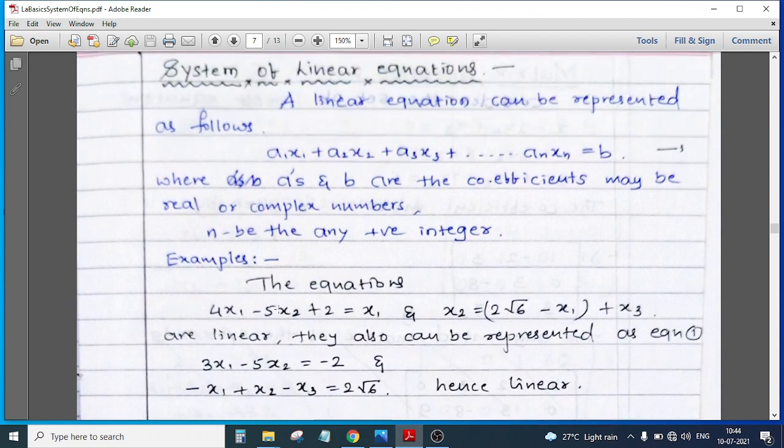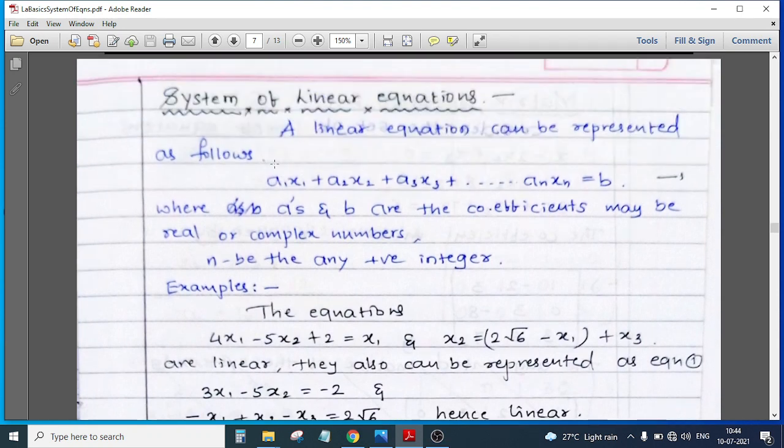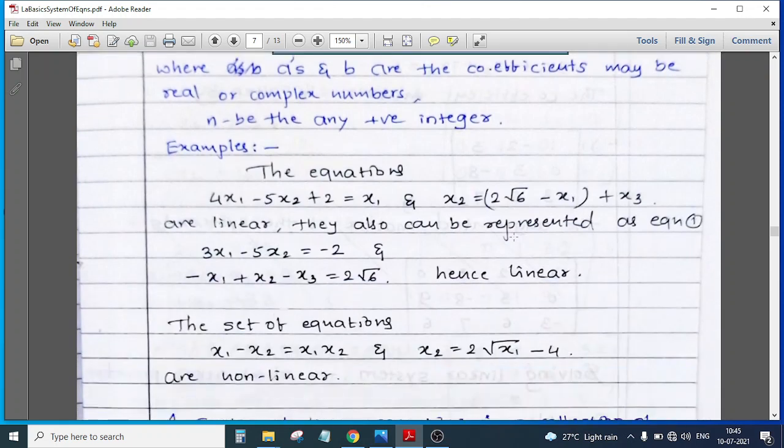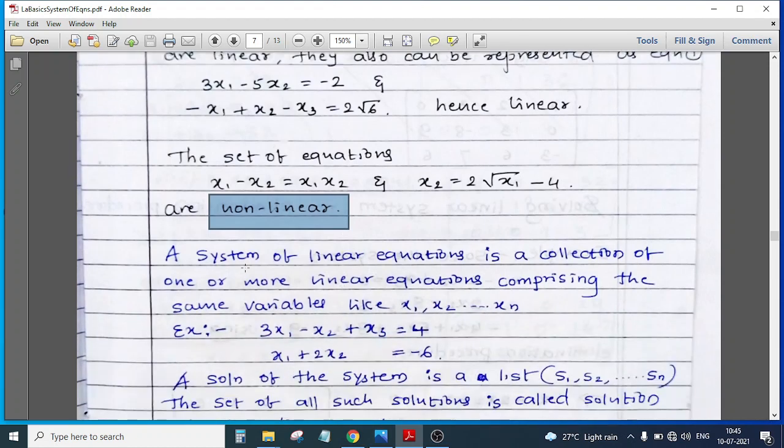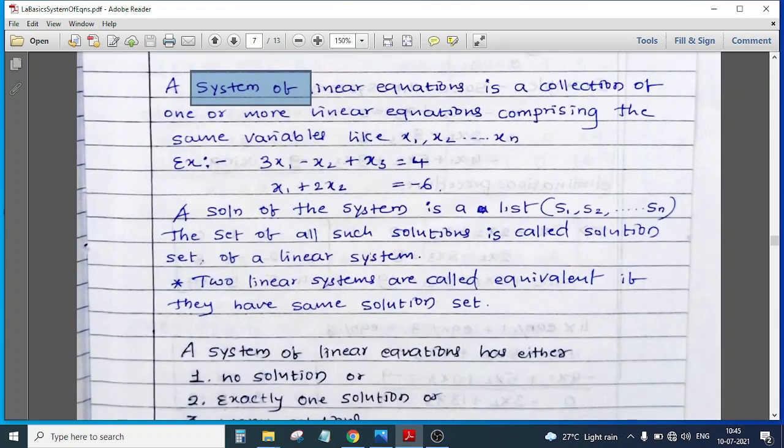So what all did we understand now from today's class? The first thing is, what is a linear equation? First point, right? Keep this in mind. Next point is, there could be non-linear equations as well. And what is a non-linear equation? Next, there could be a system of linear equations. Third point, right? And for a system of linear equations, you have a solution set.